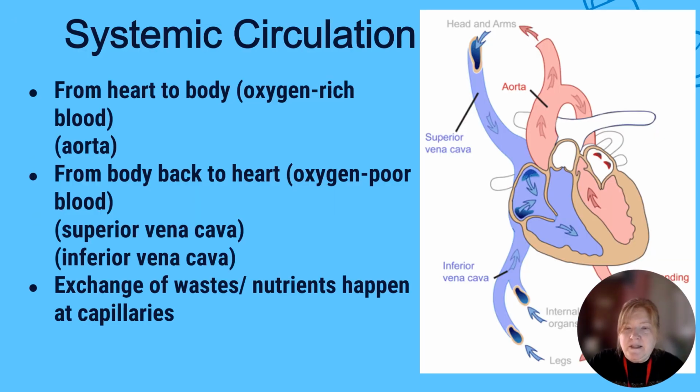All right, systemic circulation. So that's from the heart to the body that has blood that is rich in oxygen. And then from the body back to the heart, that is blood that has less oxygen in it. And the exchange of waste and nutrients is going to happen at capillaries, like all connections between arteries and veins. The exchange happens at the capillaries.